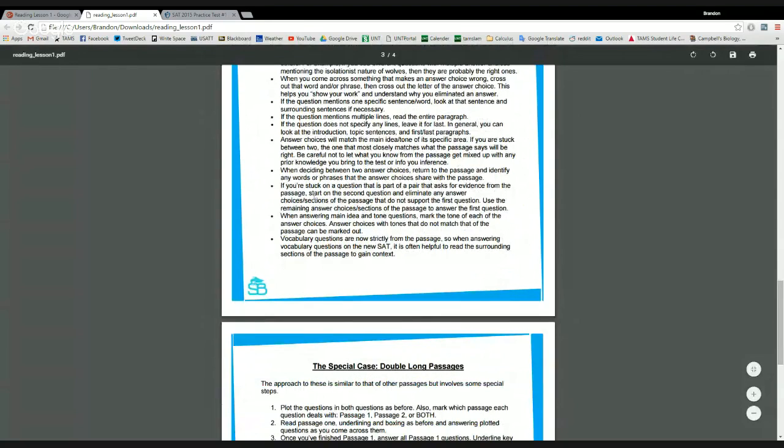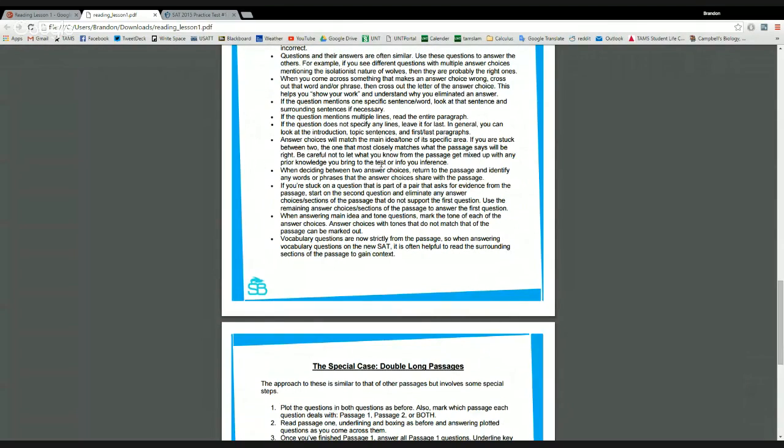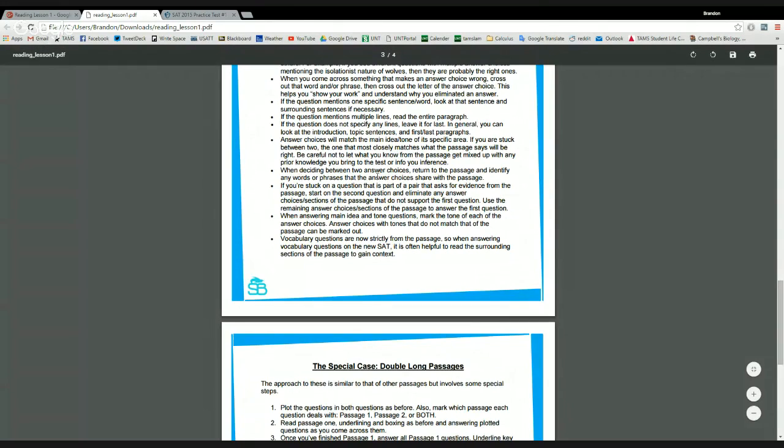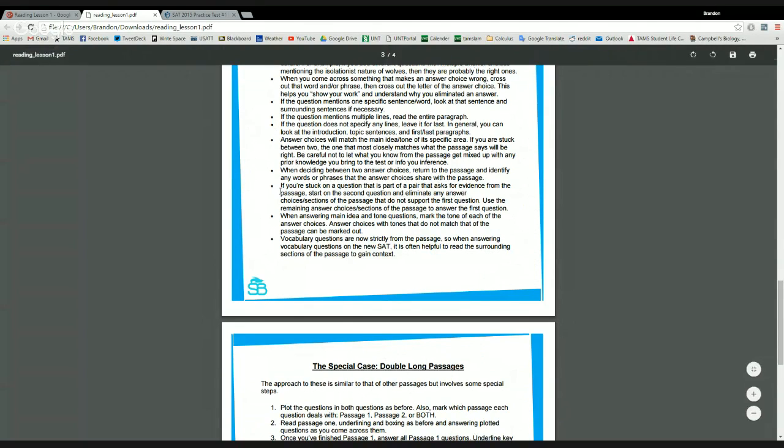So when you're deciding between two answer choices, which will occur quite often, where you'll mark out two answer choices and there will be two more left, make sure to return to the passage and identify any words or phrases that the answer choices share within the passage. When you get between two answer choices, you usually want to see what's not said in the passage and base your answer off that.